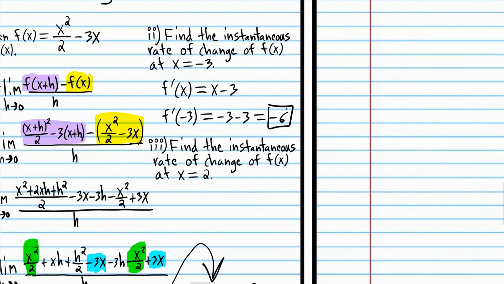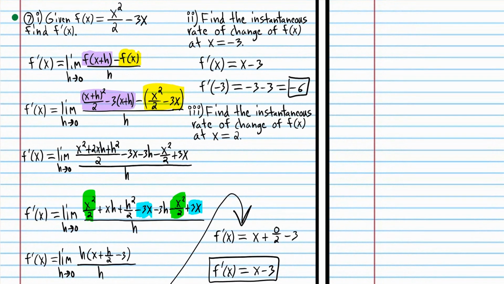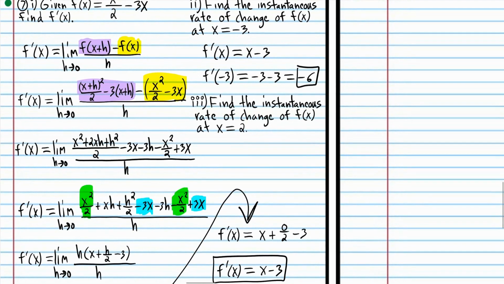So when x is equal to negative 3, the function is moving down 6 units for every 1 unit that it's moving to the right horizontally. Again, that's the instantaneous rate of change. For this type of function, this is a parabola. The rate is changing at every instant.